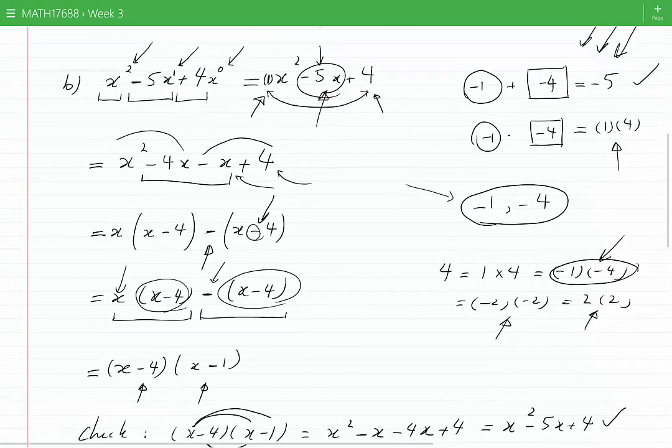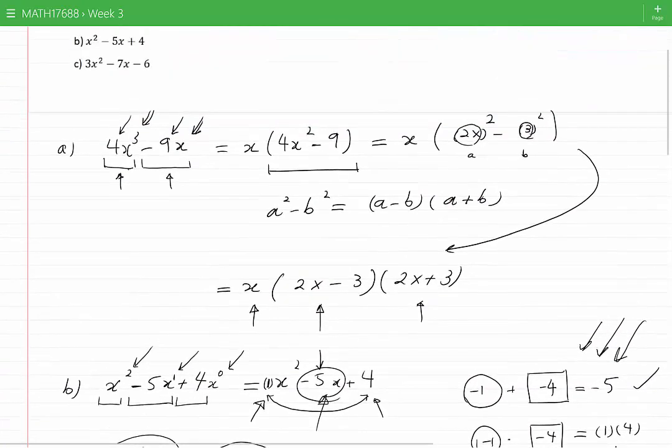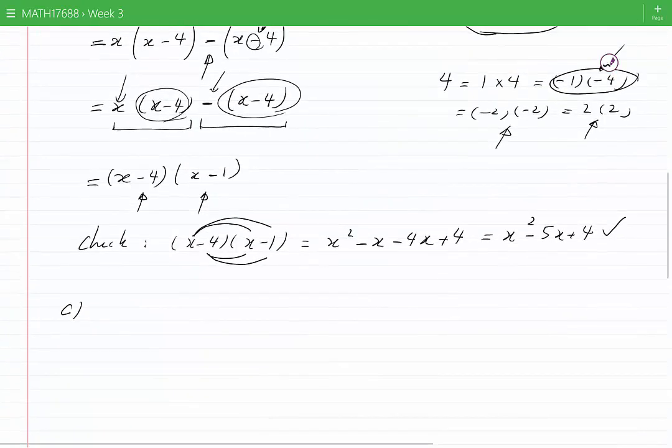Now let's have a look at part C of this question. They ask us to factor 3x squared minus 7x minus 6. Again, this is a quadratic expression, and the terms are arranged in the descending order of the powers of x. You first have x squared, then x to the power of 1, and then x to the power of 0.